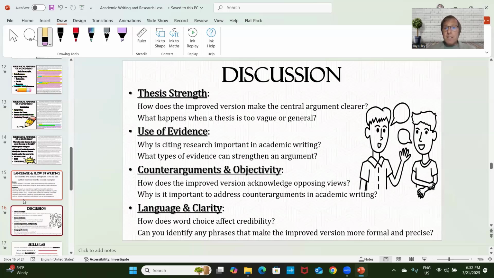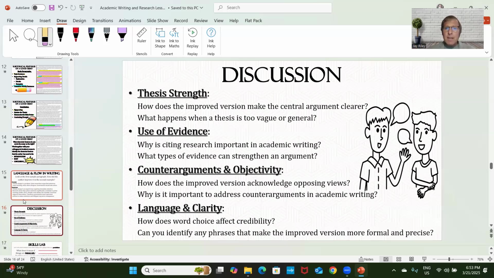So what types of evidence can strengthen your argument? Well, statistics. You want to cite reputable sources. All of those things can strengthen your argument. Don't cite Wikipedia. You want to cite research from peer-reviewed journal articles.